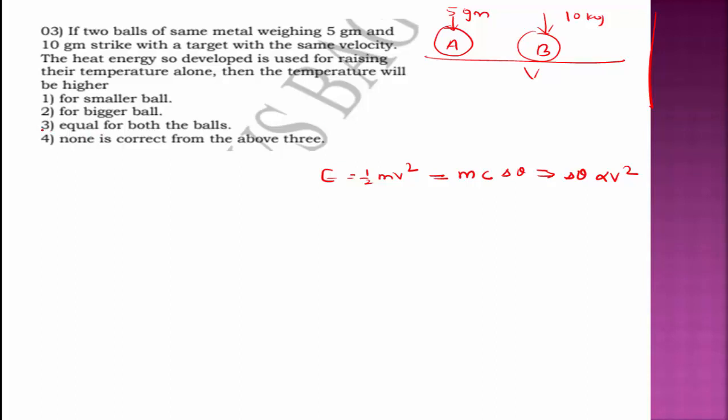It is equal for both the balls. Option 3 is the right answer. The next question is, a spherical liquid drop of radius r is divided into 8 equal droplets. If surface tension is T, then work done in this process will be.